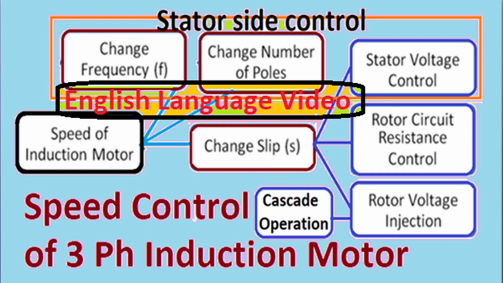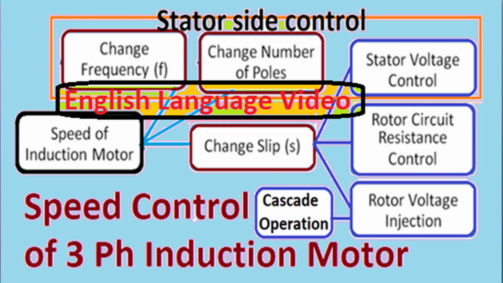Today in our playlist Induction Motors we will discuss speed control of three-phase induction motor, and we will study the stator side control, in which the simple and economic variable voltage supply to stator can make variation in speed torque characteristic to get variation in speeds.